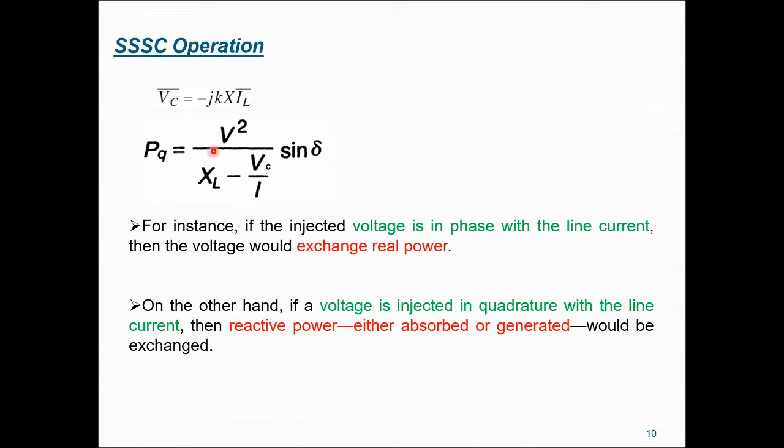Try to remember this active power formula: P is V square by X, and I would like to segregate Vc by I into sine delta. We all know this formula. I'd like to remember once again here the active power formula.